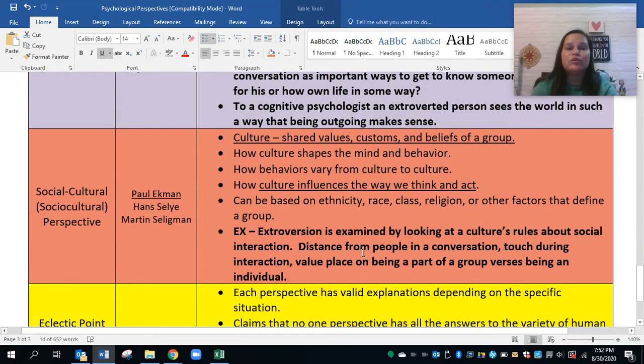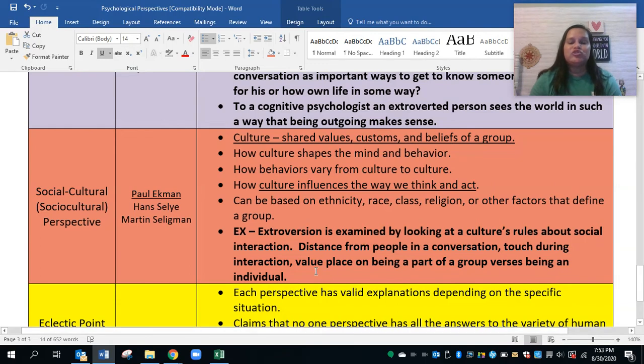Our next one is the sociocultural perspective, or social cultural. Paul Ekman, we'll talk about him. He did a lot of study about universal, worldwide facial expressions. Hans Selye did a lot of studies on stress and the environment. This perspective is very much on the environmental or nurture side of things, that your behaviors and traits are learned from your own culture. That could include your race, your gender, your social class, your religion, any element of culture. So shared values, customs, and beliefs are what influence the way we act.